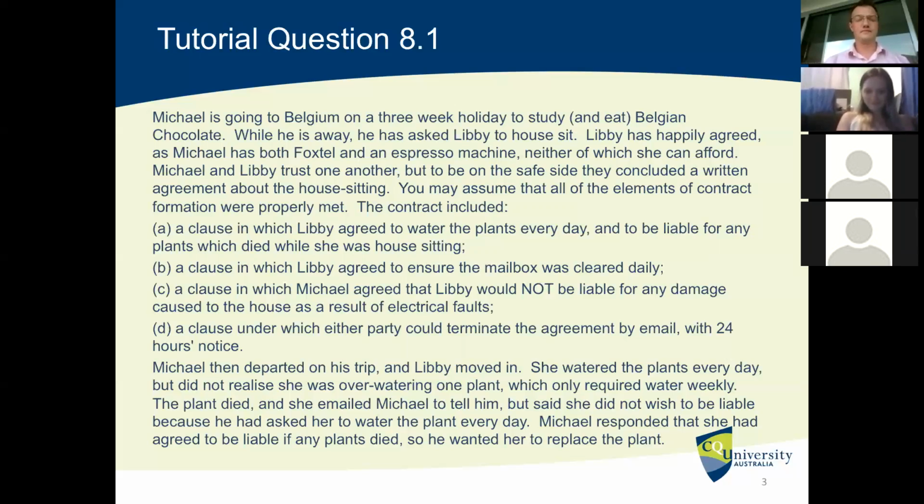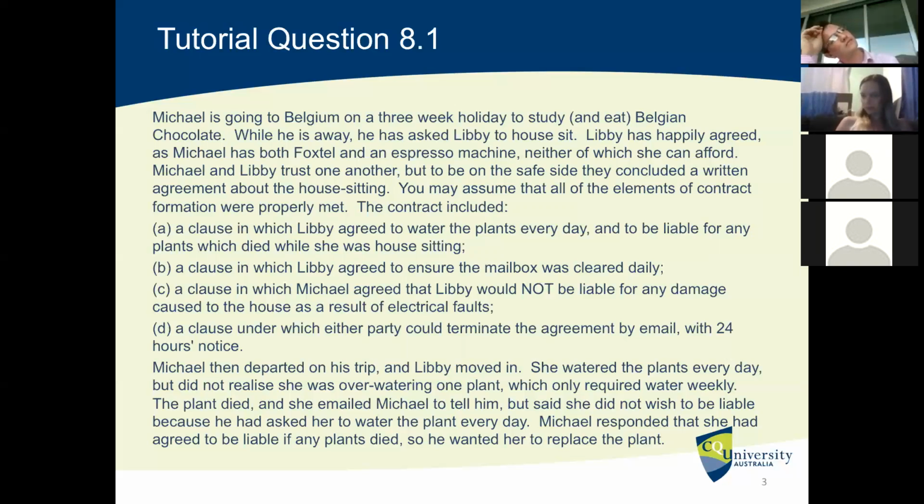B, a clause in which Libby agreed to ensure the mailbox was cleared daily. C, a clause in which Michael agreed that Libby would not be liable for any damages caused to the house as a result of electrical faults. D, a clause under which either party could terminate the agreement by email with 24 hours notice.